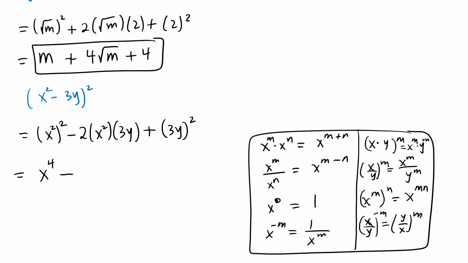So here what we see, minus 6x squared y, 3 squared is 9, y becomes square. So you square each one of them, the 3 and the y, not just the 3 or just the y.